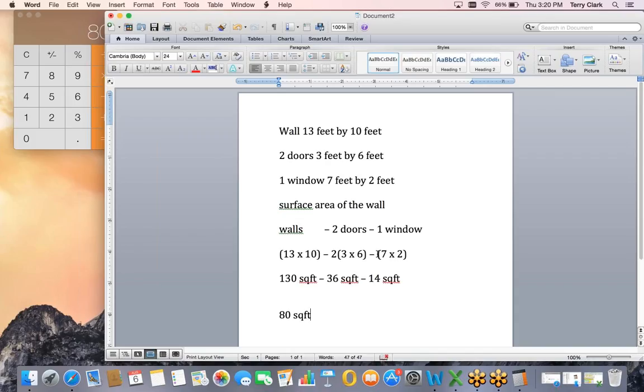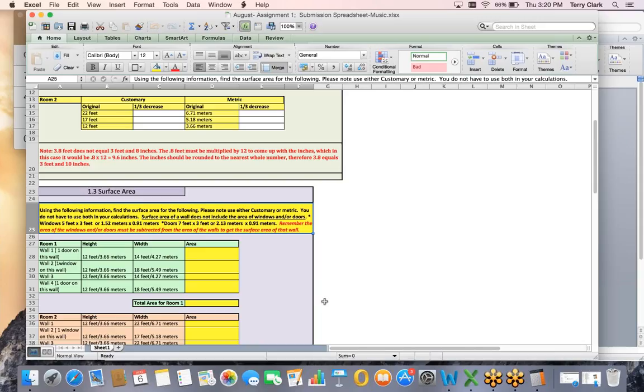Well, the point 91 was given to us, Adam. Okay, when you go back to the directions, right above the problem, it tells you using the following information, find the surface area for the following. Please note, use either customary or metric, so you don't have to put both in. You can either use one or the other. So if you're not that sure about the meters, you can always just go in and put the feet in. You don't have to do both.